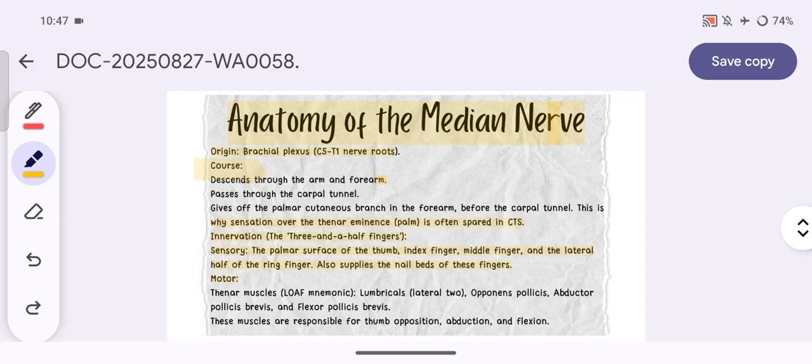Now innervation. The 3.5 fingers are supplied by the median nerve. Sensory: the palmar surface of the thumb, the index finger, the middle finger, and the lateral half of the ring finger. So what are the fingers? In case of sensory, the palmar surface of the thumb, the whole index finger, the whole middle finger, and the lateral half of the ring finger, and it also supplies the nail beds of these fingers.